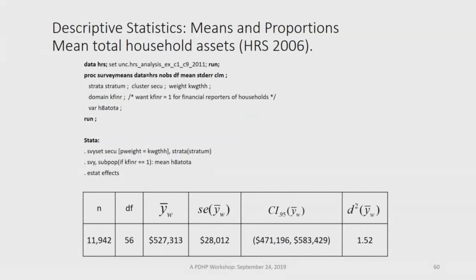Okay? I have my weighted mean. I have my linearized standard error. I have my 95% confidence interval, and then the design effect. So for this fully design-based analysis, my inference would be based on that 95% confidence interval that reflects all the sample design features and uses the weighted point estimate.